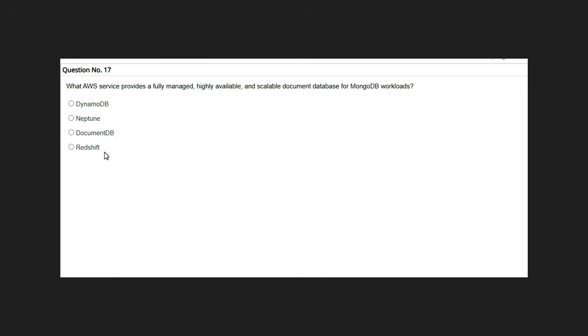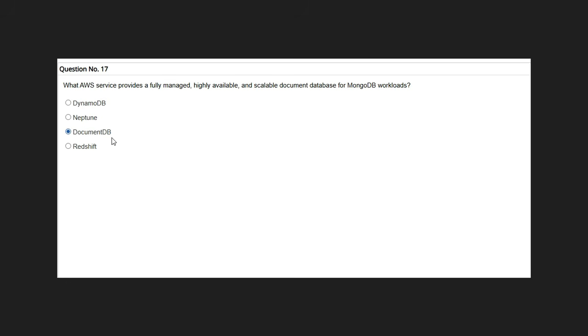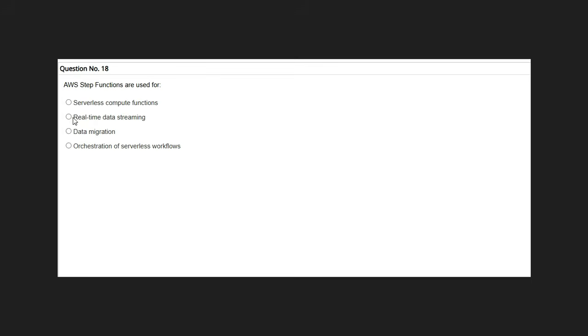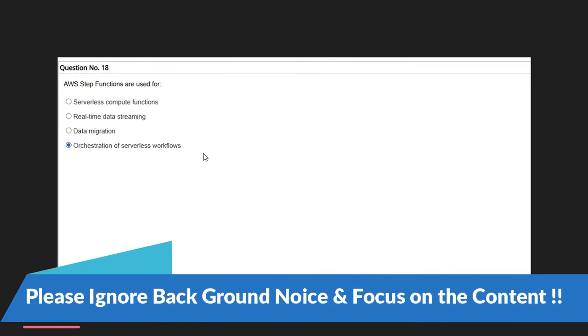So option C, DocumentDB is the right answer. Question number 18, important one. AWS Step Functions are used for option A, serverless compute function. Option B, real-time data streaming. Option C, data migration. And option D, orchestration of serverless workflows. So option D, orchestration of serverless workflows is the right answer.